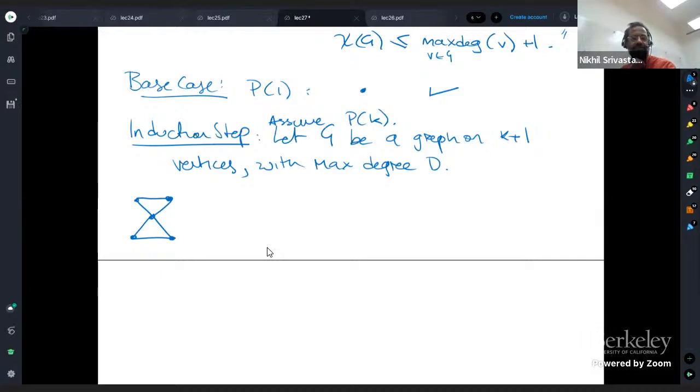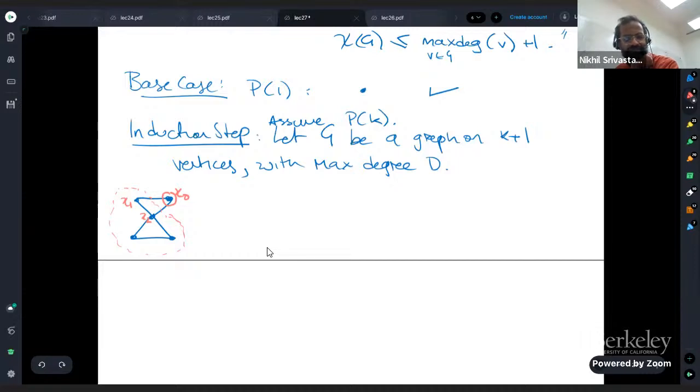So let's just pick an arbitrary vertex. Let's call it X naught. And let's remove this vertex and all of its edges. This vertex has some neighbors. Let's call them X1 and X2. What we can do is just delete this vertex, and then we're left with a graph on one less vertex, with k vertices, right?